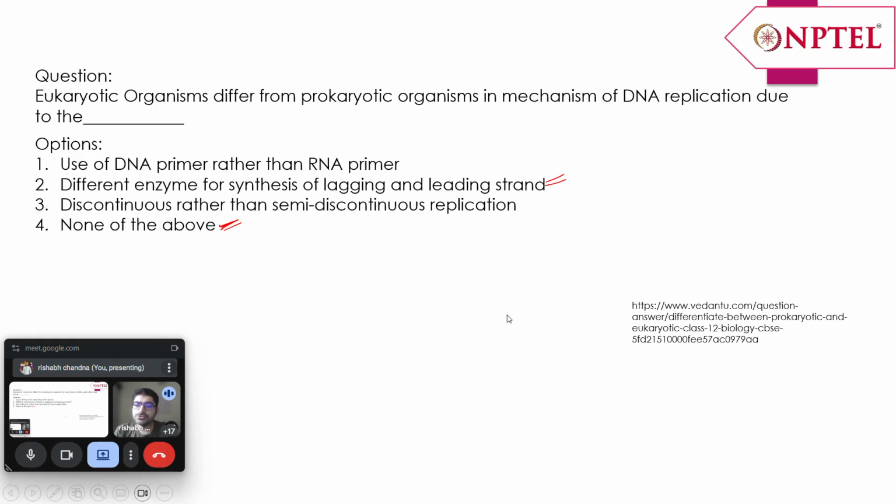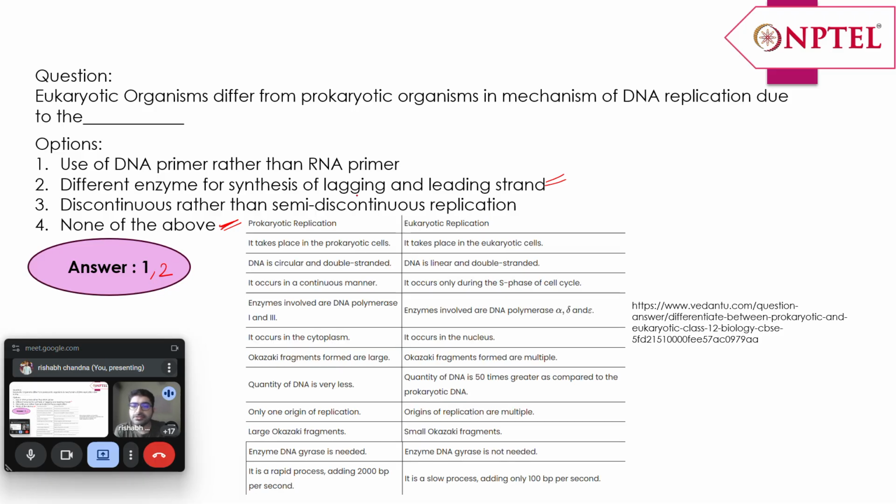Okay. So the correct answer is option number one and two both. So here is the explanation. Prokaryotic and eukaryotic replication. First, in case of the prokaryotic replication, the DNA is actually circular and double stranded, and a single DNA molecule is present.